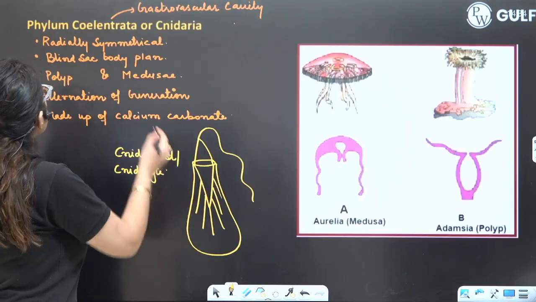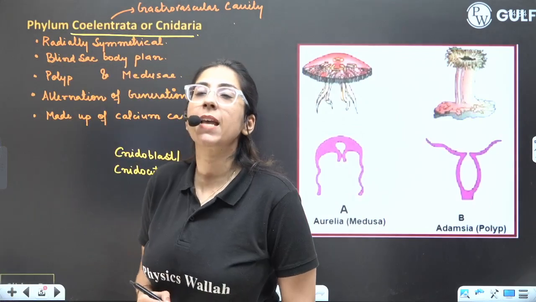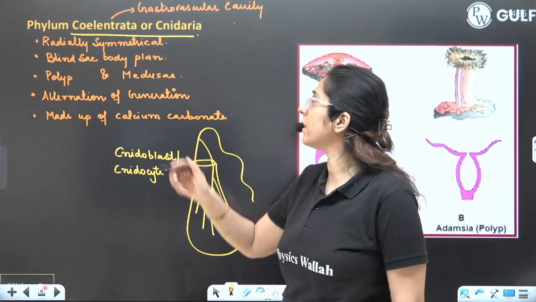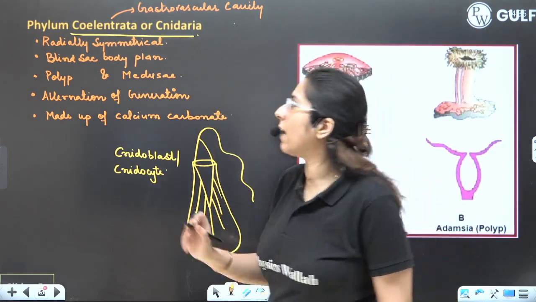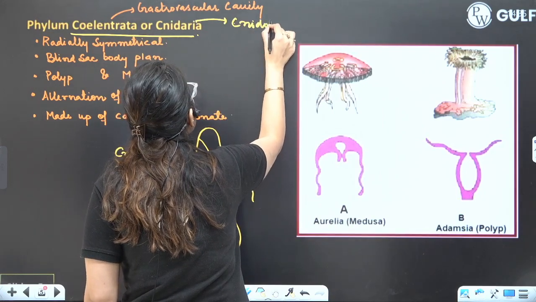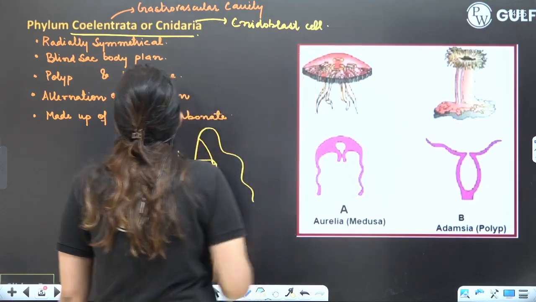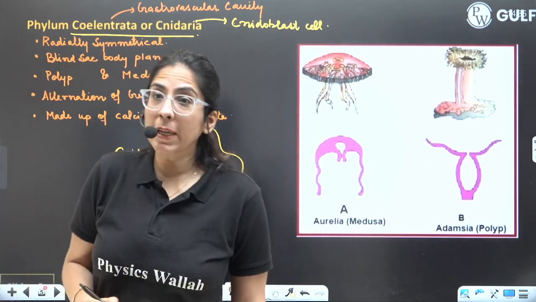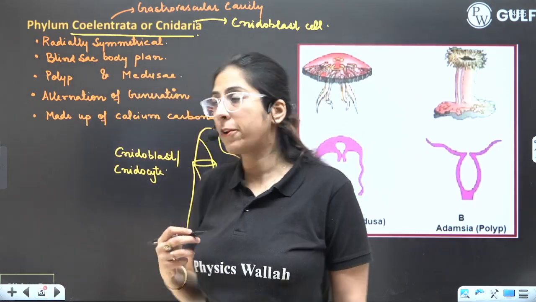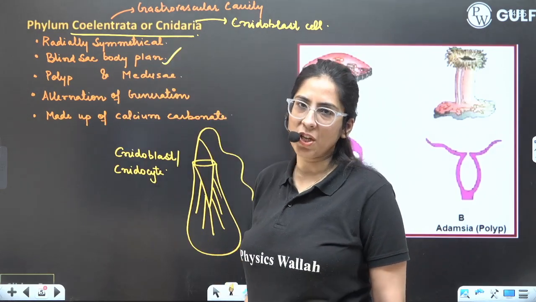Moving on to the next, phylum Coelenterata or Cnidaria. Coelenterata means they have a coelenteron, and coelenteron means a gastrovascular cavity. Cnidaria, because they have a cnidoblast cell. Clear? Radially symmetrical means there are different axes by which the organism can be divided into two equal halves. They have a single opening through which ingestion and egestion occur.